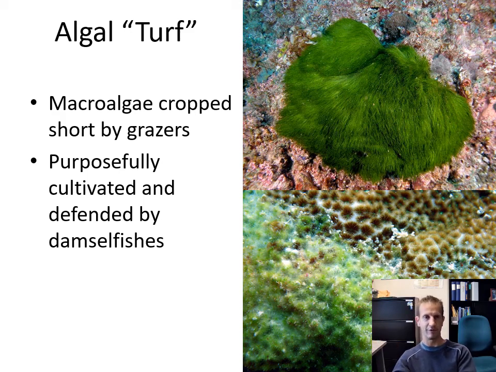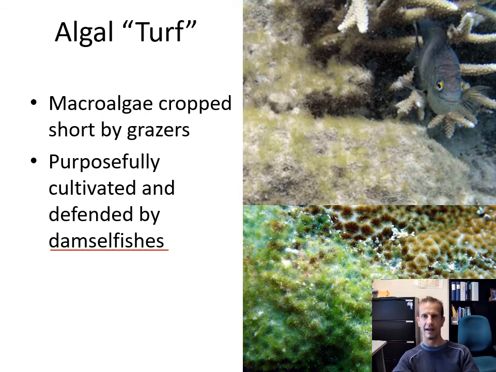And so there are some types of fishes, like damselfishes, that intentionally cultivate turf algae. They'll clear out the other organisms from the reef, and they'll have a garden or like a lawn of turf algae that they defend, and they eat the turf algae themselves, but they don't let any other organisms get near it. So here's a picture of a damselfish guarding his turf or her turf.